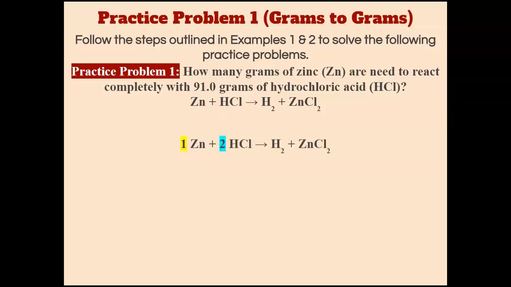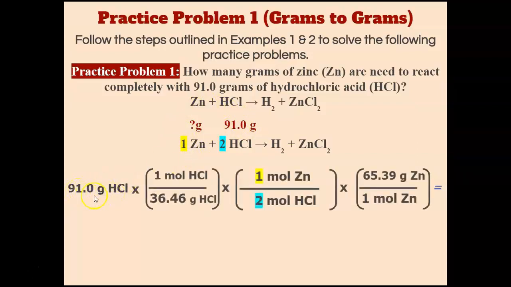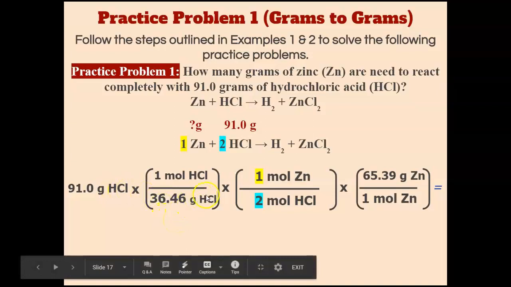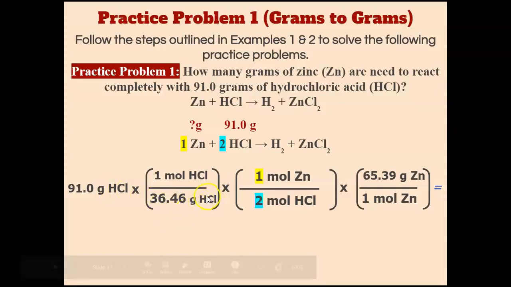First step was to balance our chemical equation. 1 mole of zinc reacts with 2 moles of hydrochloric acid to give me 1 mole of hydrogen gas and 1 mole of zinc chloride. I started with 91 grams of hydrochloric acid and I wanted to know how many grams of zinc that would form. As always, I started with what I had in the problem, 91 grams of hydrochloric acid. My next step was to cancel grams of hydrochloric acid. Grams of hydrochloric acid cancel here. That converts to moles.